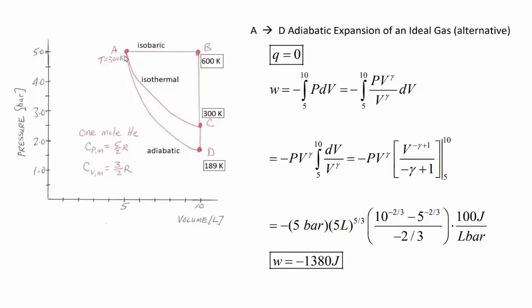Next up, let's start at A and go to B. That would be an isobaric expansion. We've already determined that the temperature rises to 600 Kelvin. How can we compute Q and W for that?